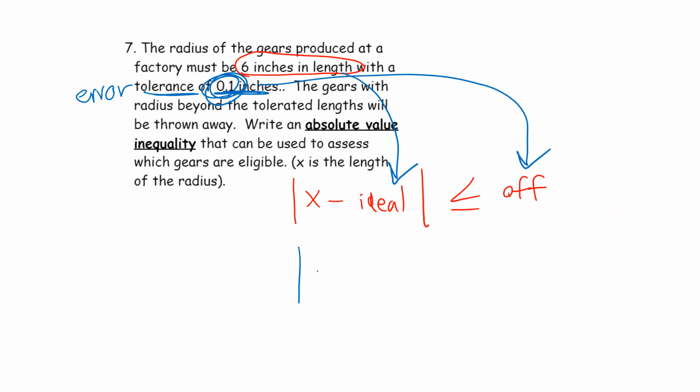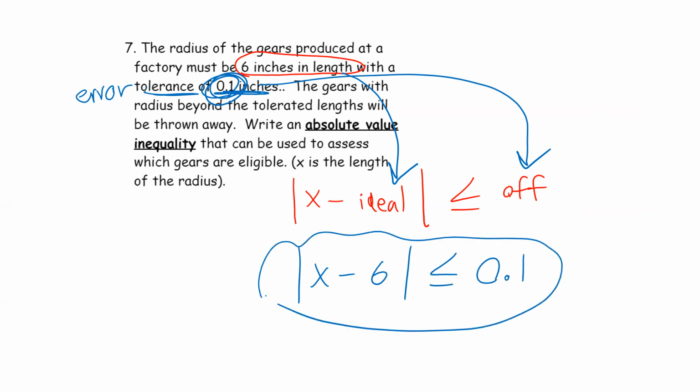So it's just going to be absolute value of x minus 6 less than or equal to 0.1. And they're always going to be like that. So if you can memorize that formula, you'll be good to go.